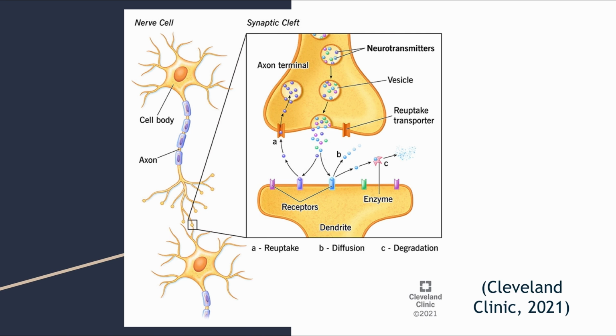The junction where signals are passed from one neuron to the other, like this one, is called a synapse. In most neural circuits, a synapse includes the end of an axon, which is this part, the dendrite of an adjacent neuron, the postsynaptic neuron, which is this one, and a space between the two called the synaptic cleft, which is this space.